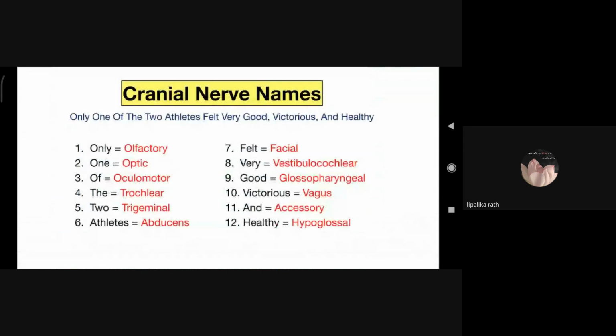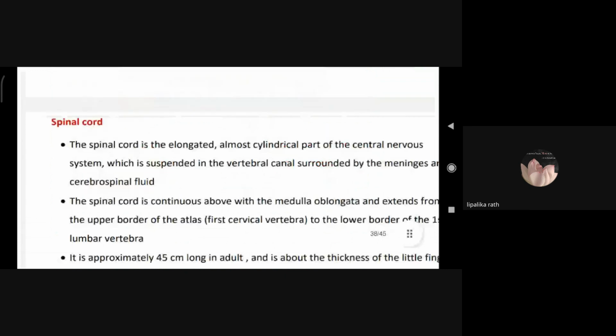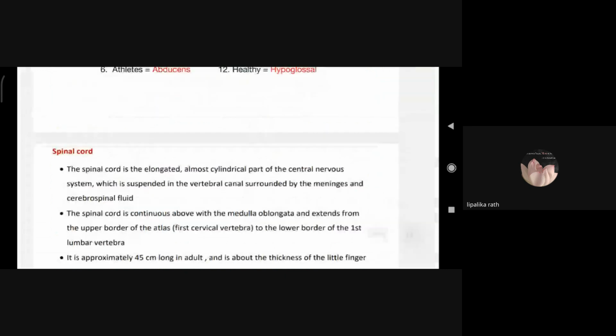Okay, so here is a mnemonic that you can remember if you want to remember the names of cranial nerves. One of the two athletes felt very good, victorious and healthy. This is the mnemonic through which, if you want to remember all the names of cranial nerves, you can do. So we will go ahead.